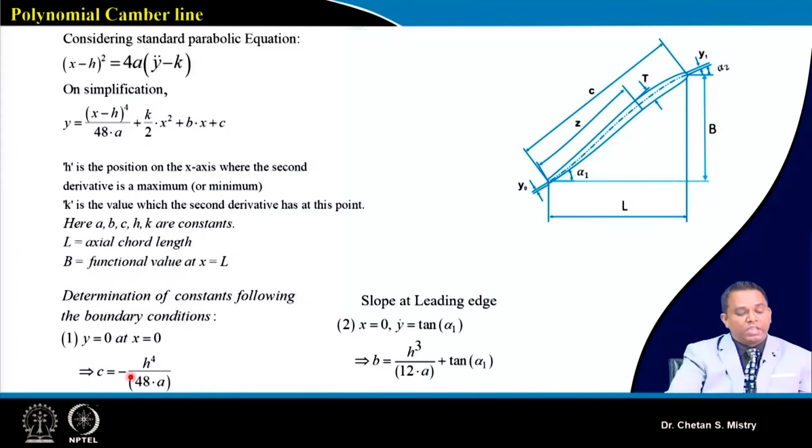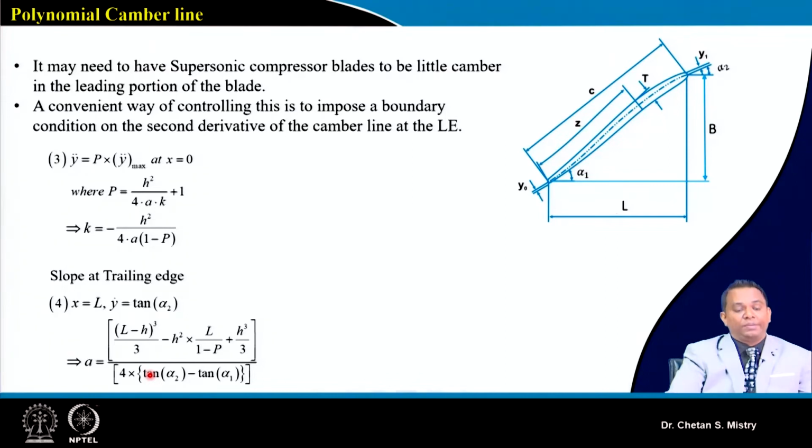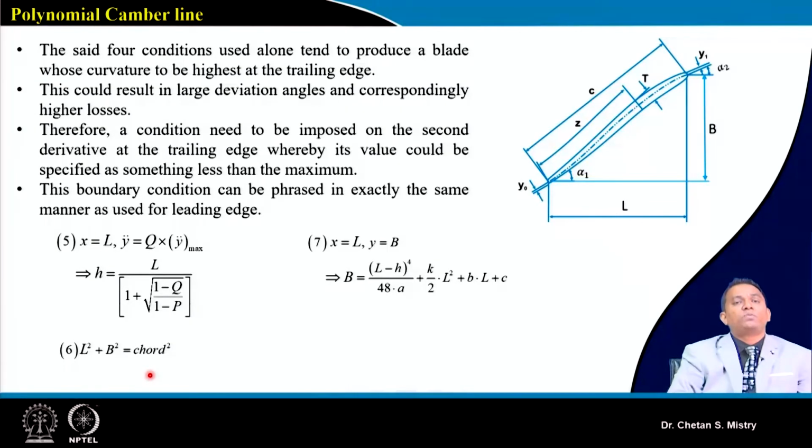So here in this case, we will see we are having constants, we are calculating A, B, C and K. Now as we have discussed, we are also looking for trailing edge configuration. We need to take care of what is happening with our deviation angle. In order to have that in line to what we have done at the leading edge, we will be putting the boundary condition as we did at the leading edge.